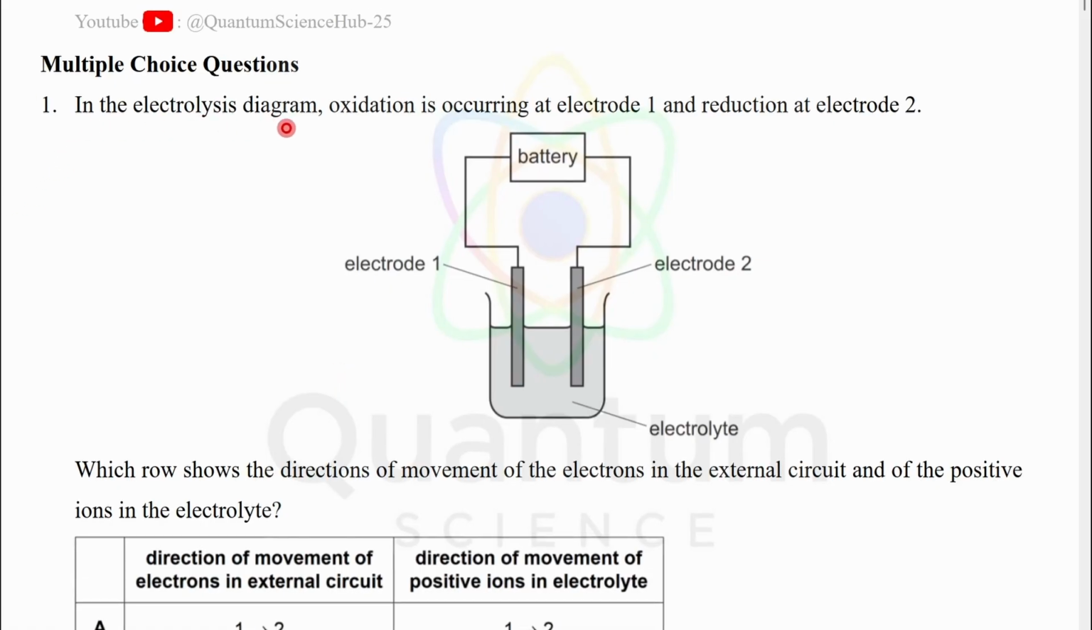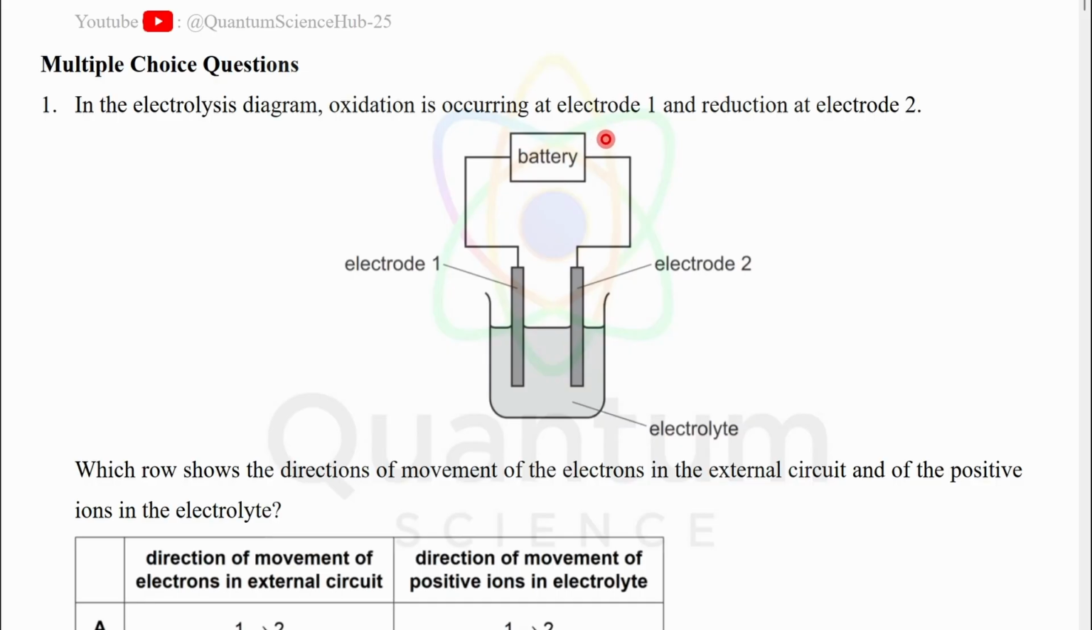In the electrolysis diagram, oxidation is occurring at electrode 1 and reduction at electrode 2. Which row shows the direction of movement of the electrons in the external circuit and of the positive ions in the electrolyte? Okay, I already explained about this topic in my previous video of complete revision about electrochemistry. So if you are still confused or you forget, please watch my video again.